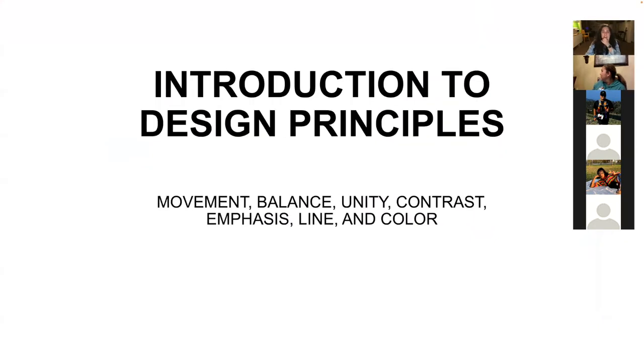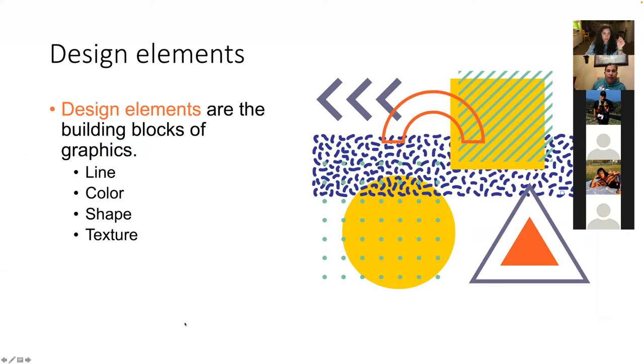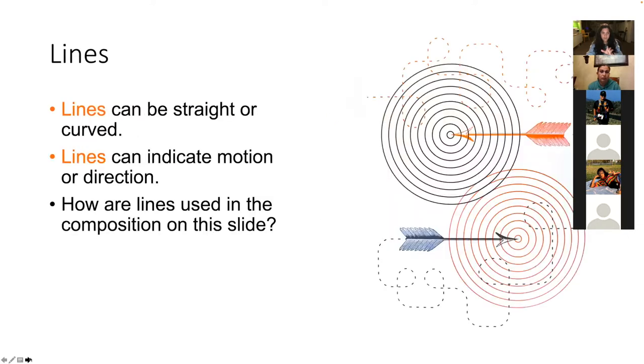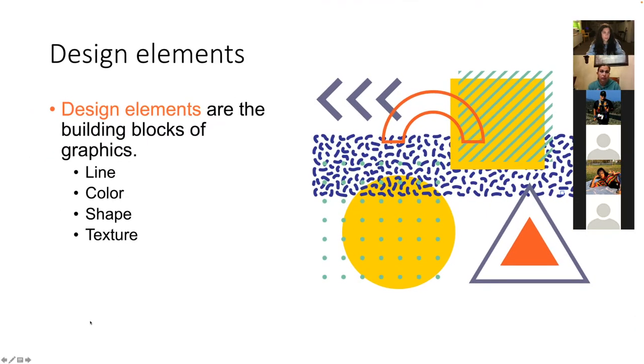Okay. So introduction to design principles: movement, balance, unity, contrast, emphasis, line, and color. Design elements are the building blocks of graphics: line, color, shape, and texture. And when you get into the assignment, you'll see that there are principles, and that's how these things are used. And then elements are what's actually being used and how they're being utilized in design. So in this graphic here that I made, it shows all of these things.